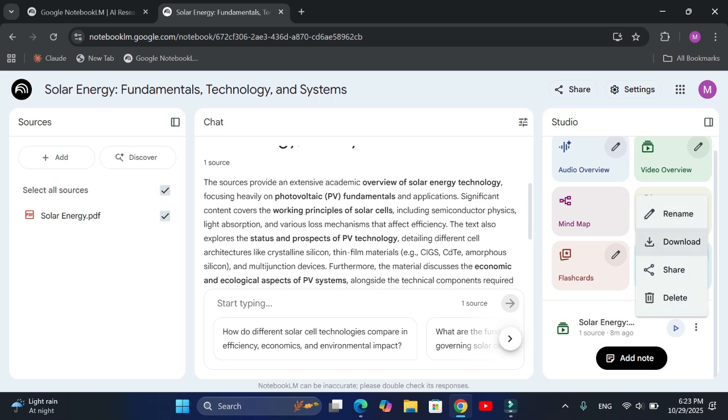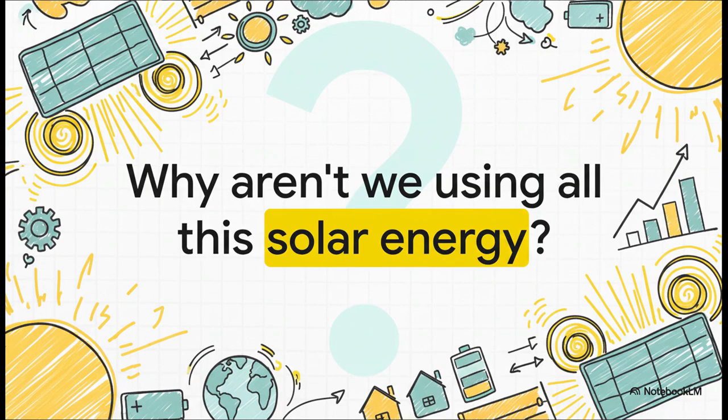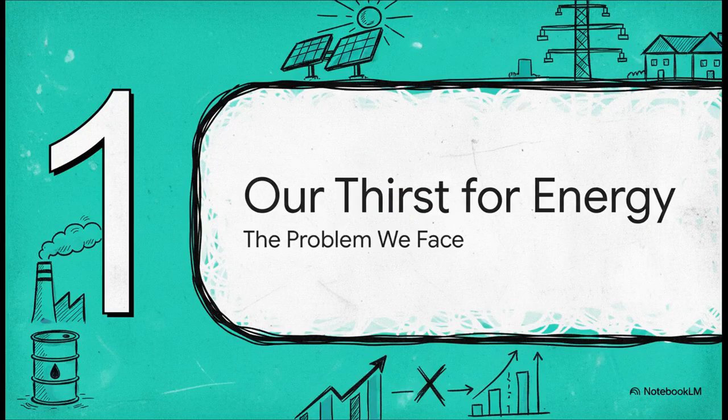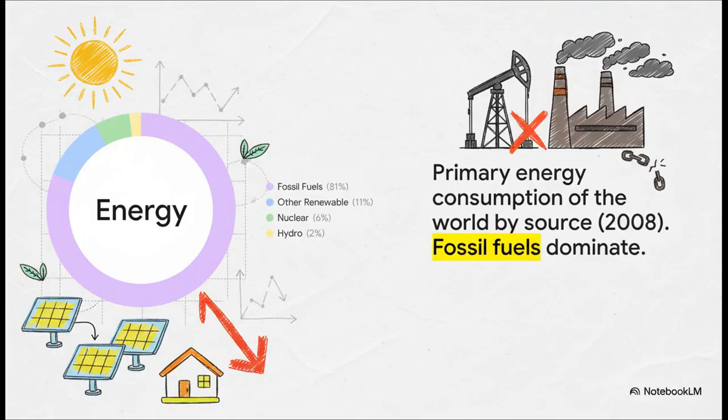Let's play it once. What's the holdup? Well, to really get the answer, we have to first understand the problem that solar energy is trying to solve. And yeah, that problem is our planet's massive, and I mean massive, appetite for energy. Our whole modern world is built on it, from the phone in your pocket to the lights in this room. But where does all that energy actually come from? Okay, so take a look at this. What's wild here, even looking at data from back in 2008, is just how much one thing dominates.